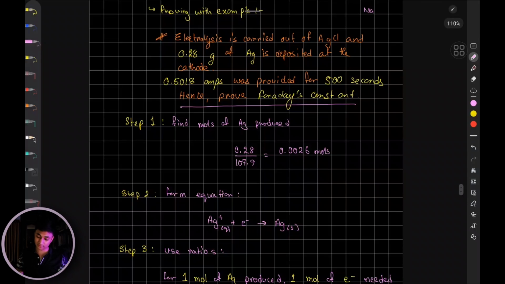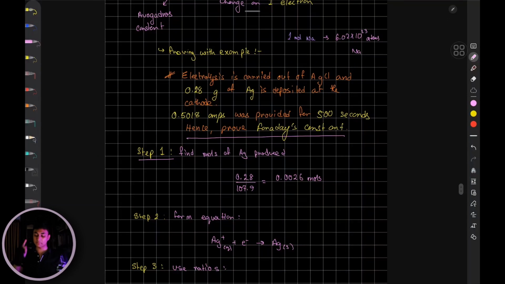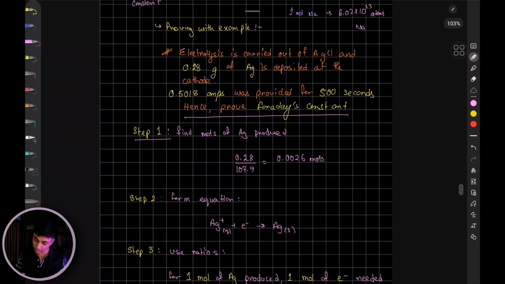Okay, fair enough. So first, let's derive the Faraday's constant. What we're going to do at the beginning is find the moles of silver produced at the electrode, right? So we know the mass that is produced divided by the molar mass of silver, that is 107.9. So the moles turn out to be 0.0026 moles. Great.